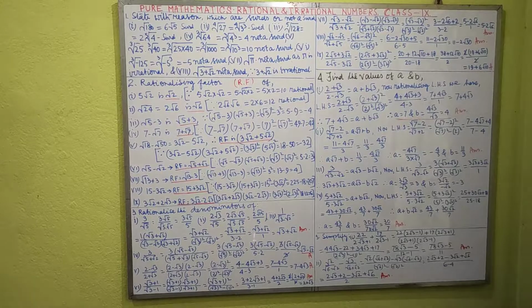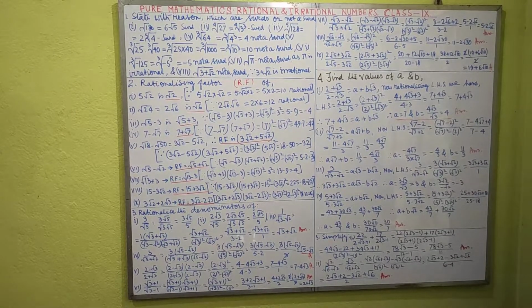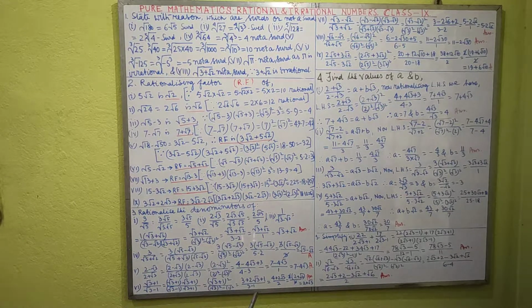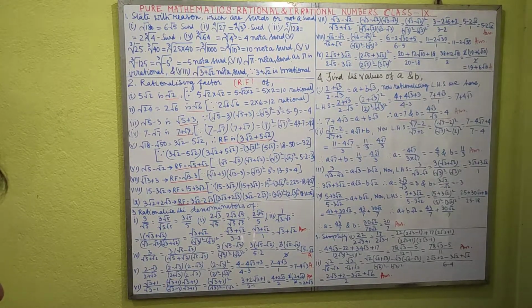22 by 2 root 3 plus 1 plus 17 by 2 root 3 minus 1. By rationalizing here, if you take LCM and add like fractions, then it will be free from surds. The denominator will be free from surds. The answer is 78 root 3 minus 5 by 11.